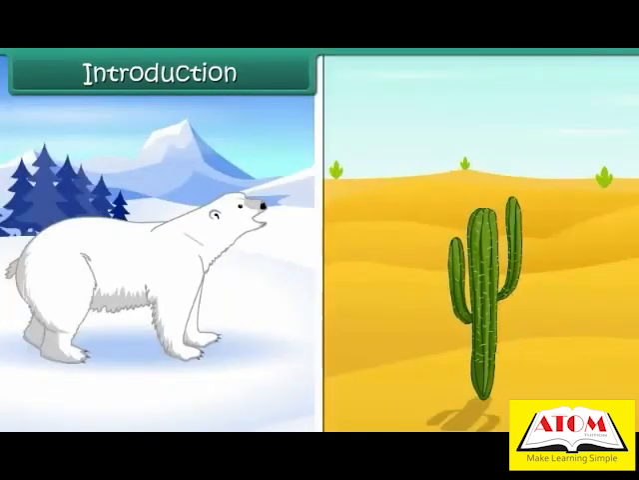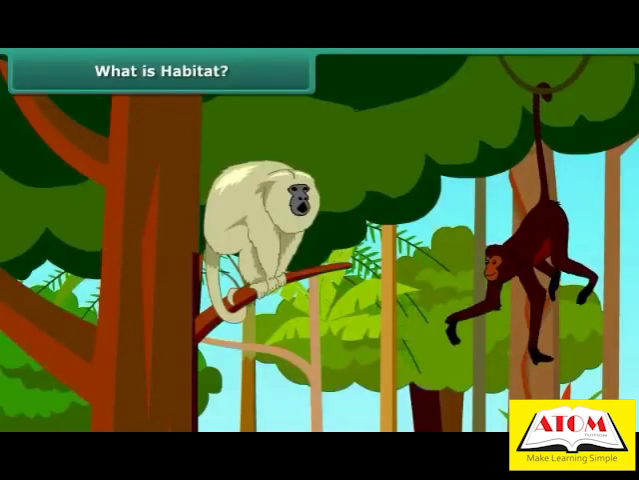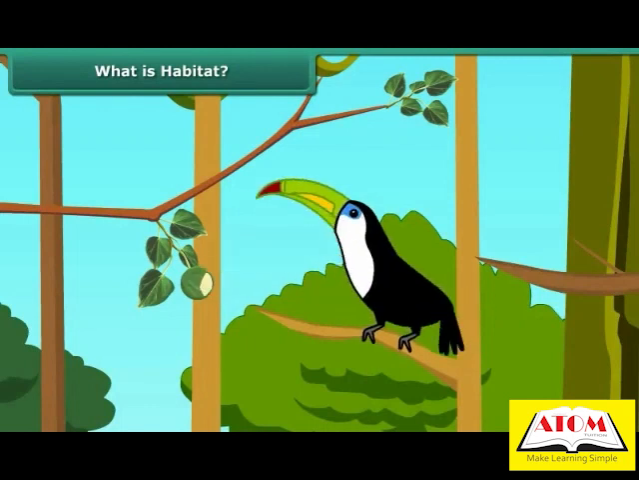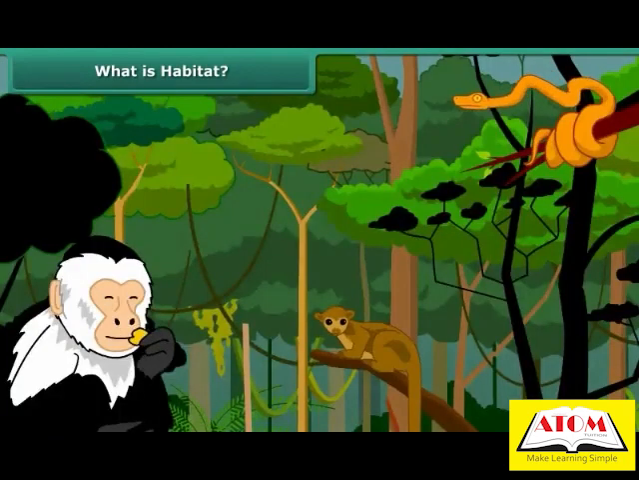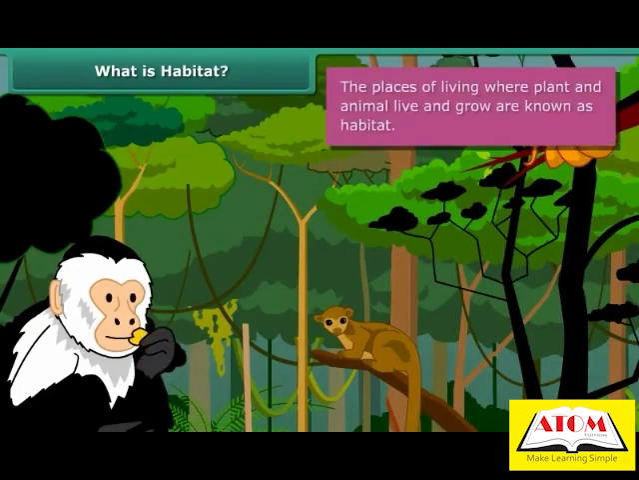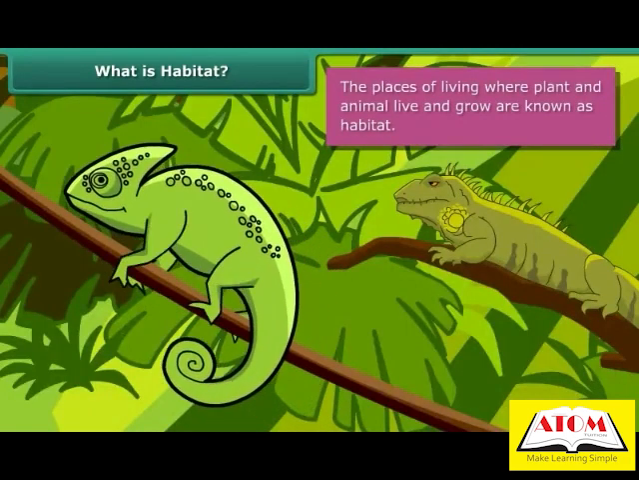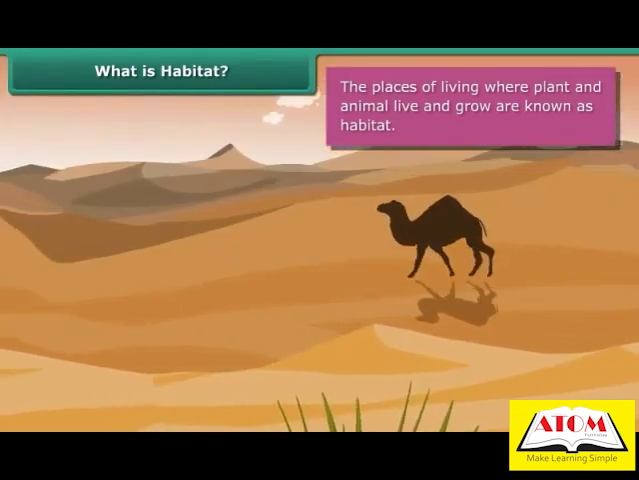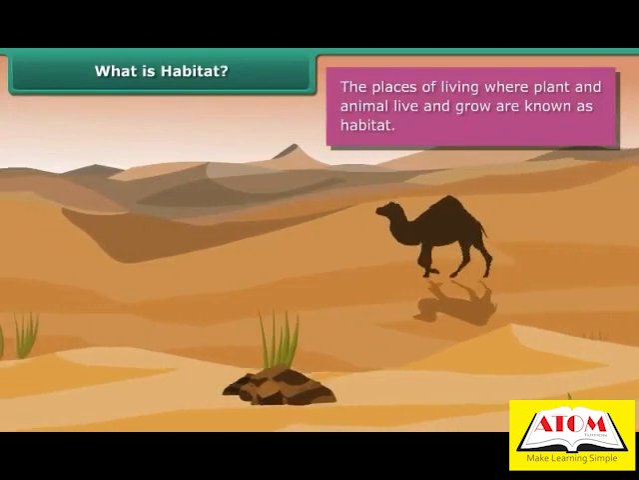These adaptations allow animals and plants to survive and grow in a particular habitat. In this lesson, we are going to learn how different plants and animals adapt according to their habitats. We all know that every organism requires some place where its basic necessities like food, water, and shelter should be met. This place of living where plant and animal live and grow is known as habitat. All living organisms should adapt themselves to their habitat to thrive and survive in the surroundings.